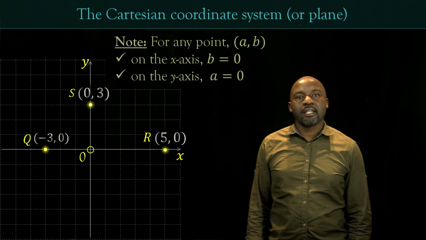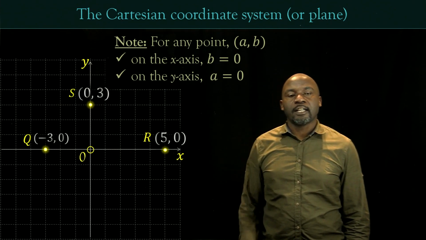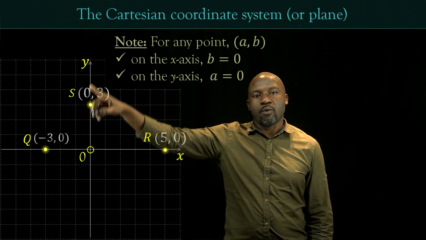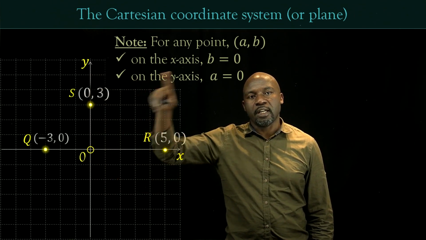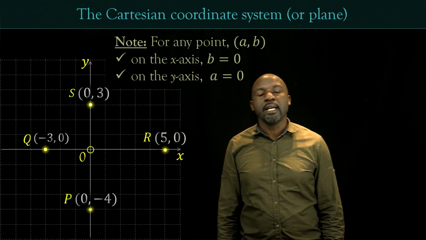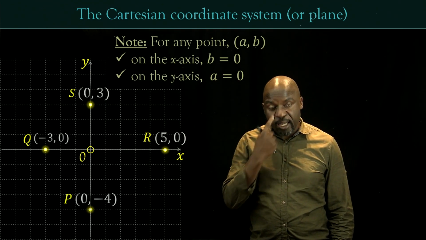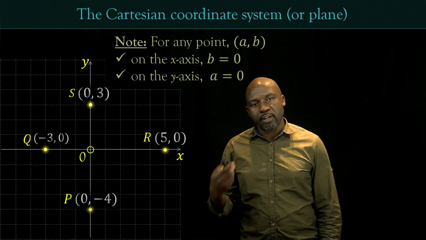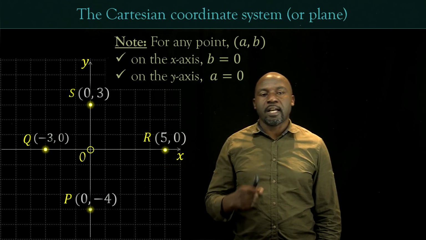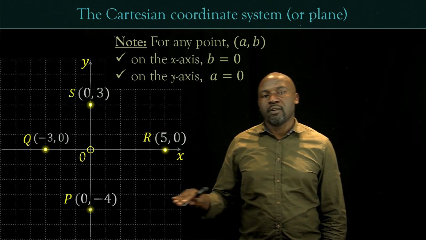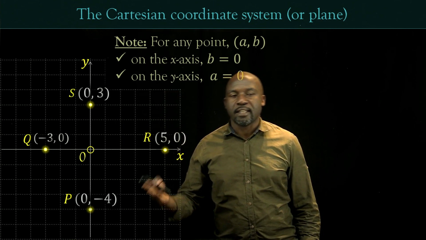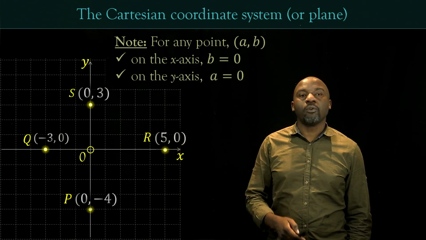Okay, so you can see there that point S is such that the x-coordinate is 0. Anywhere on the y-axis, the x-coordinate is always equal to 0. Similarly, you can see point P there, the x-coordinate is 0. So in conclusion, any point that lies on the x-axis, the y value is always 0, and any point that lies on the y-axis, the x-coordinate is always equal to 0.